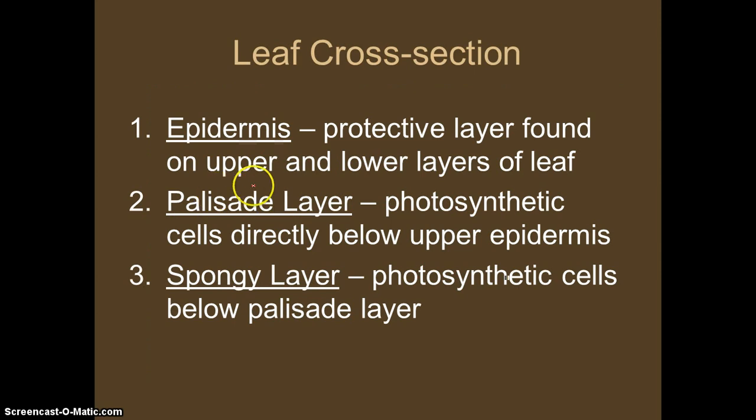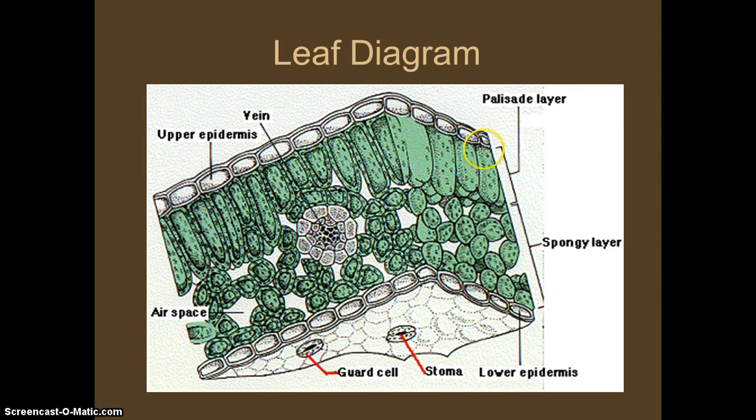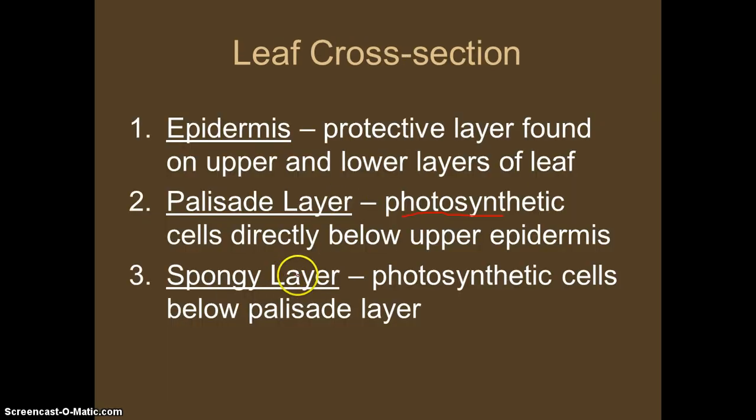The next layer down is called the palisade layer, and this is where we start to see photosynthetic cells. So if we go back to the diagram here, the palisade layer is right here. And typically in the palisade layer, in each cell within the palisade layer, there might be 30 to 40 different chloroplasts. Because it's important that right underneath the epidermis is where we're going to capture most of that light energy from the sun.